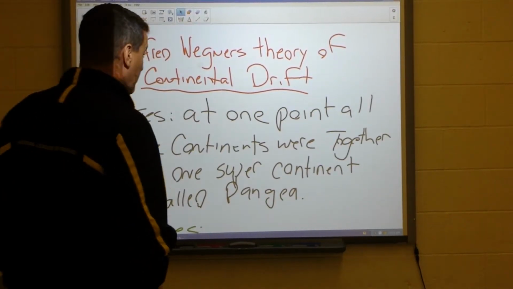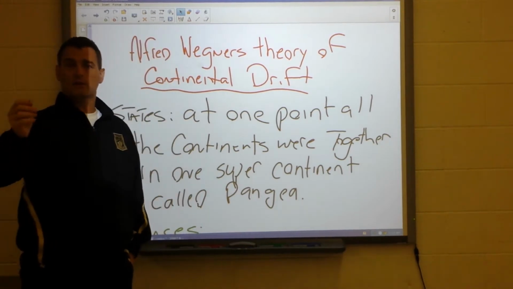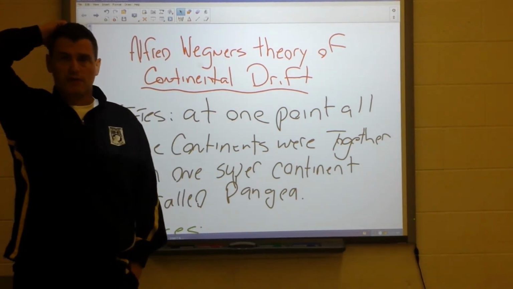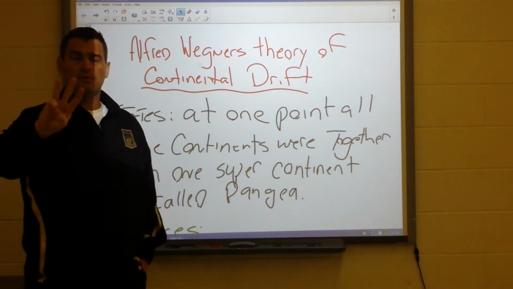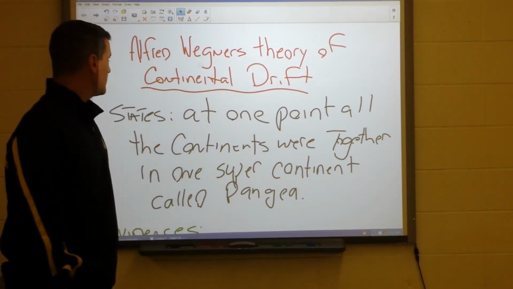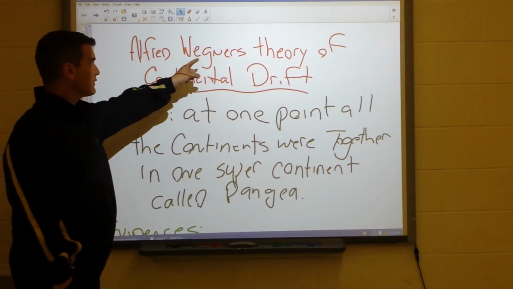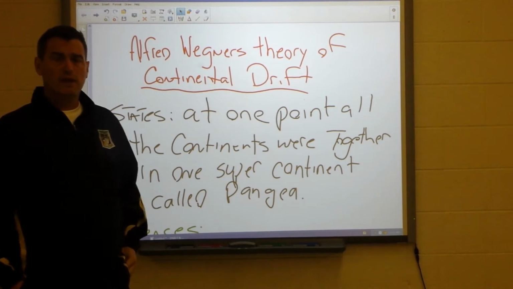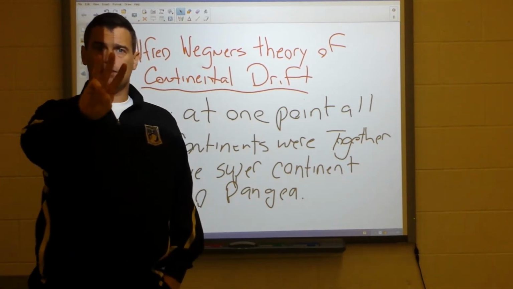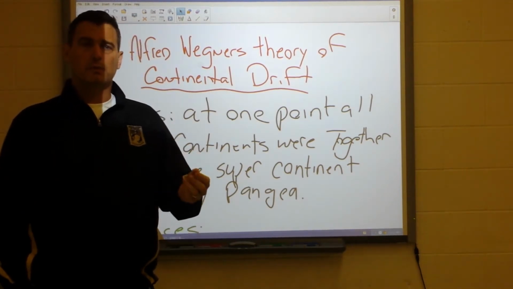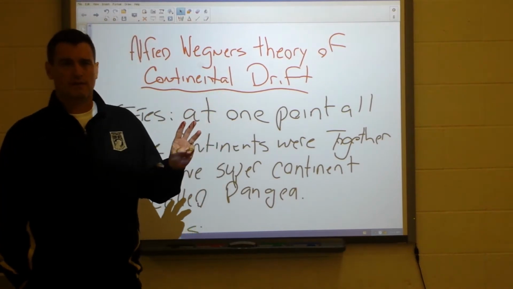Alright guys, so today is another review recap over one of our test questions. This is question number 3 on your last summative assessment. Describe Alfred Wegener's theory of continental drift and provide 3 pieces of evidence. Where most people missed their points were the 3 pieces of evidence.